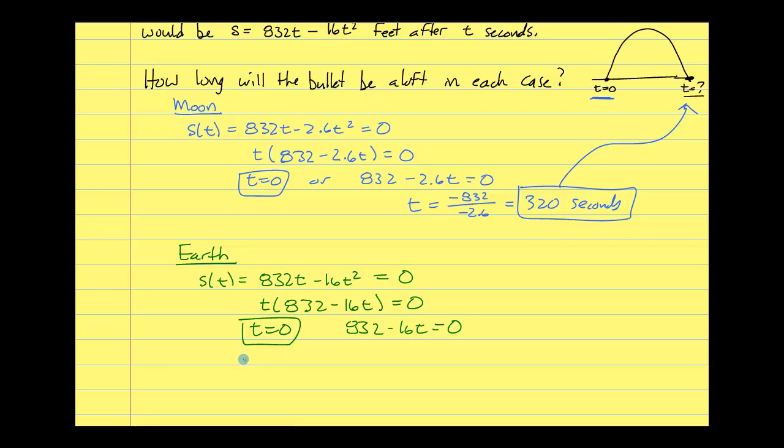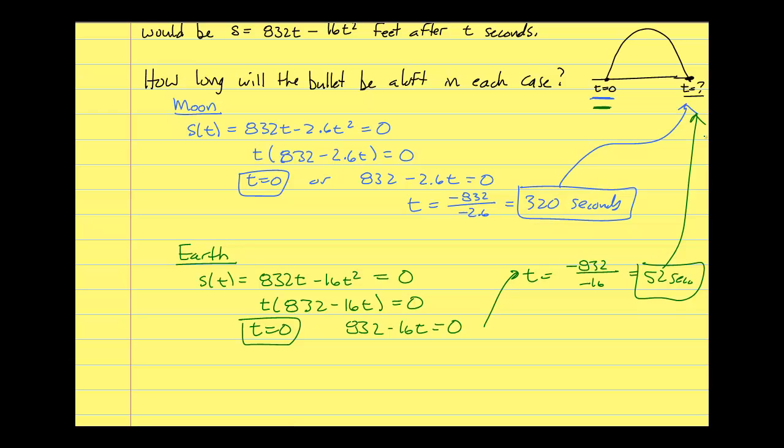Well, t equals 0 is our initial position, so that's up here. Now let's go ahead and solve this one. Here I would get t equals negative 832 over negative 16. And in this particular case, I'd get 52 seconds. And so on Earth, I'm only aloft for 52 seconds.